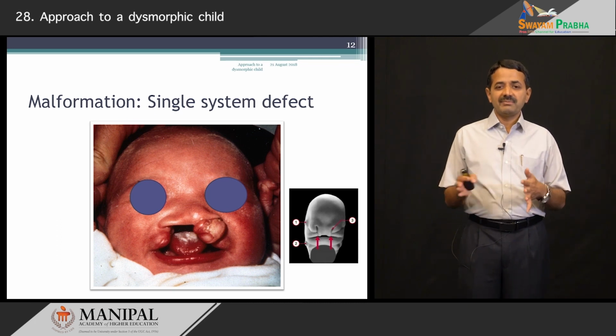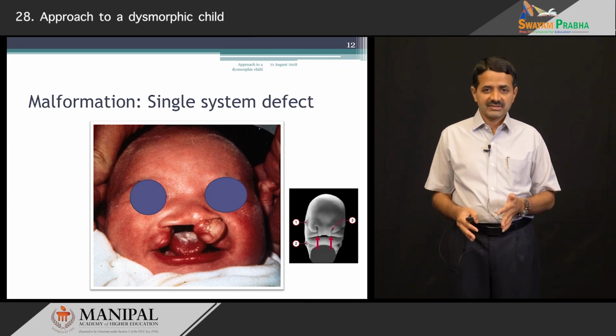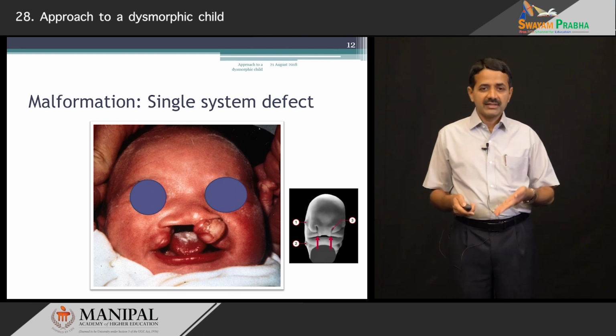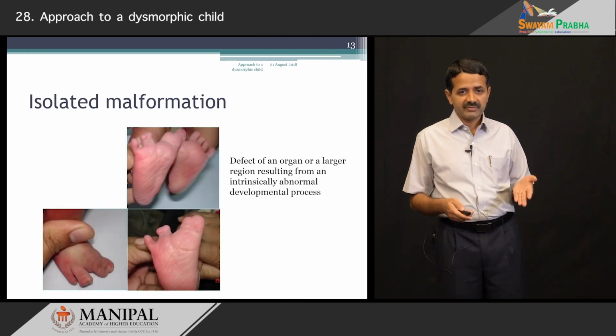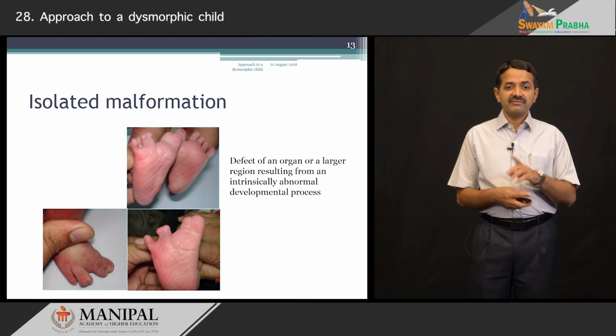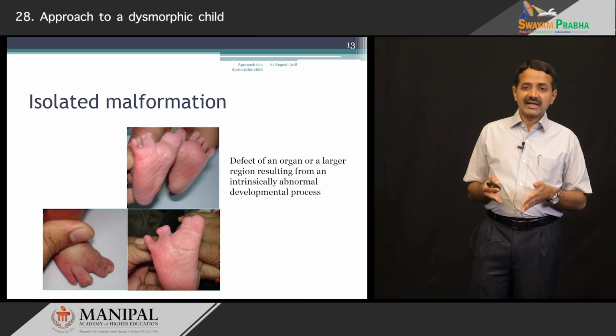This is called cleft lip and palate. This is a very common malformation, usually confined to a single system. We call it isolated malformation or non-syndromic malformation when it is only one organ or one tissue which is affected, as you see here, syndactyly.